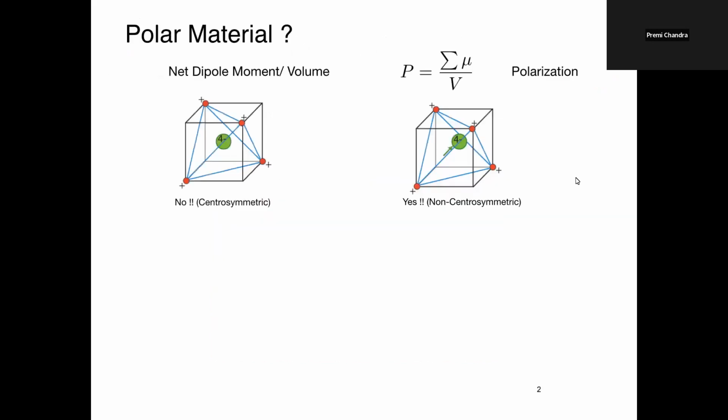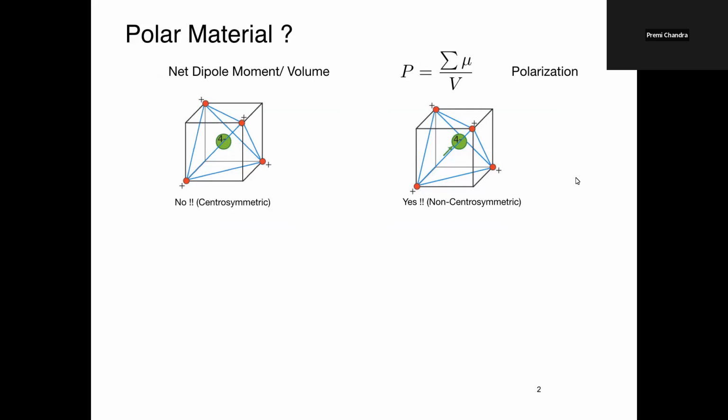Hang on. All right. So first of all, let me remind you, what is a polar material? A polar material is one that has a net dipole moment, but of course that can't happen if it's centrosymmetric. However, if it's non-centrosymmetric, it can. Here I have minus plus, plus minus. No, I cannot have a polar material. But here I am non-centrosymmetric and I can develop a polarization, which is the net dipole moment per volume.